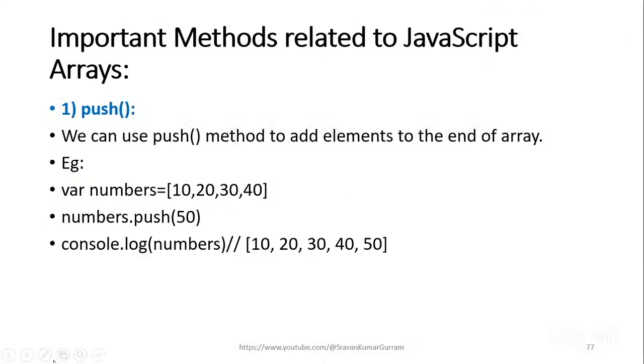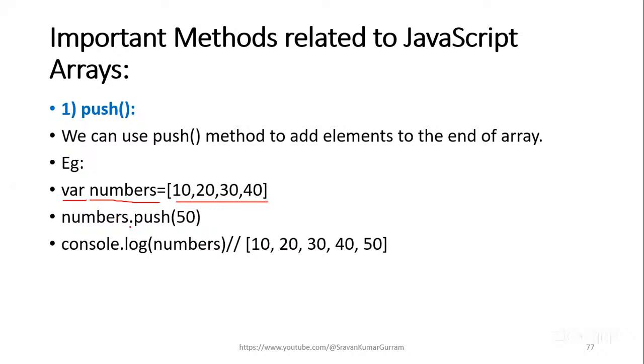See the example. Suppose I have an array. Array name is numbers, var numbers, and I have 4 elements in the array: 10, 20, 30, 40. This is how to declare a single dimensional array. Already we covered it in the last session.